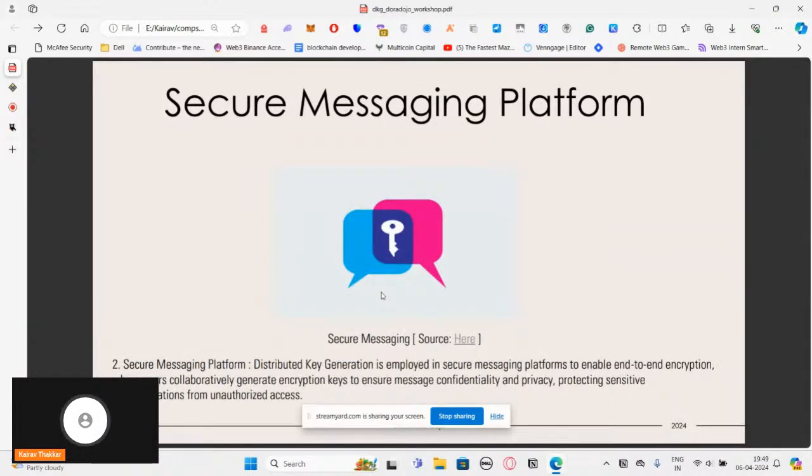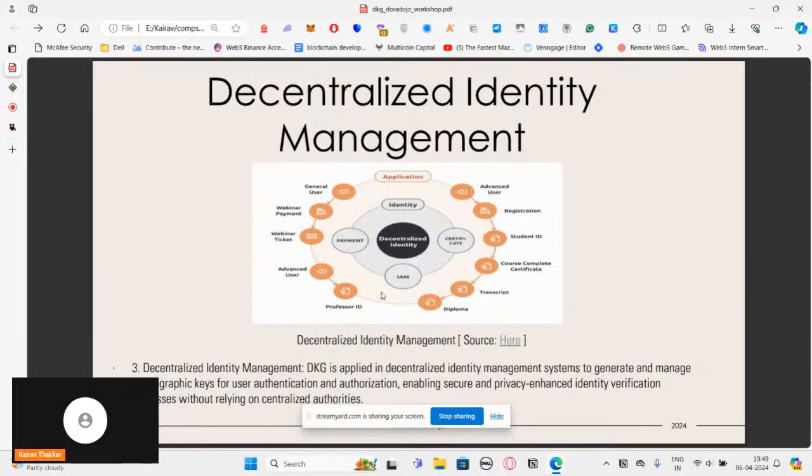The secure messaging platforms that are going to be generated in the future, or are being used in the Web3 space by a niche number of users right now, are or would be benefited by distributed key generation. You have decentralized identity management. Let's say we explore a concept where you have identity documents with you wherever you go, when you go to the airport, when you use public transportation in any country.